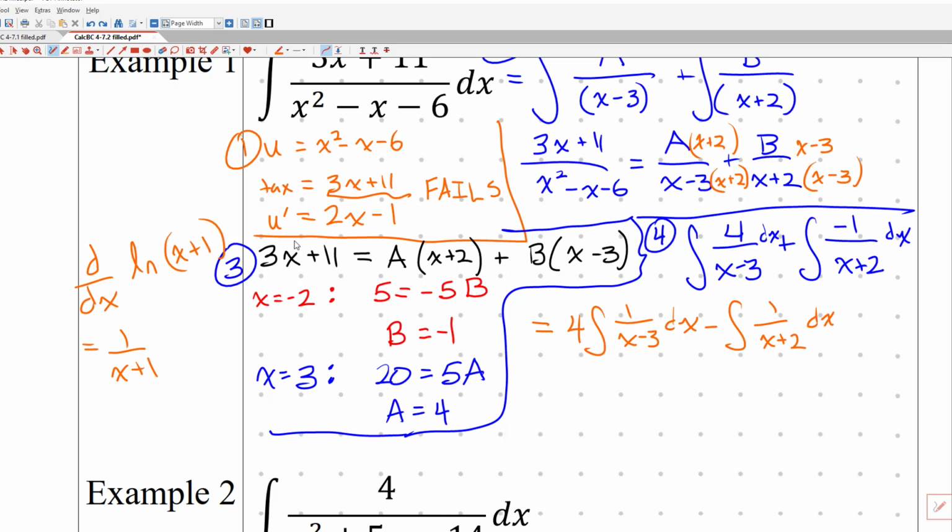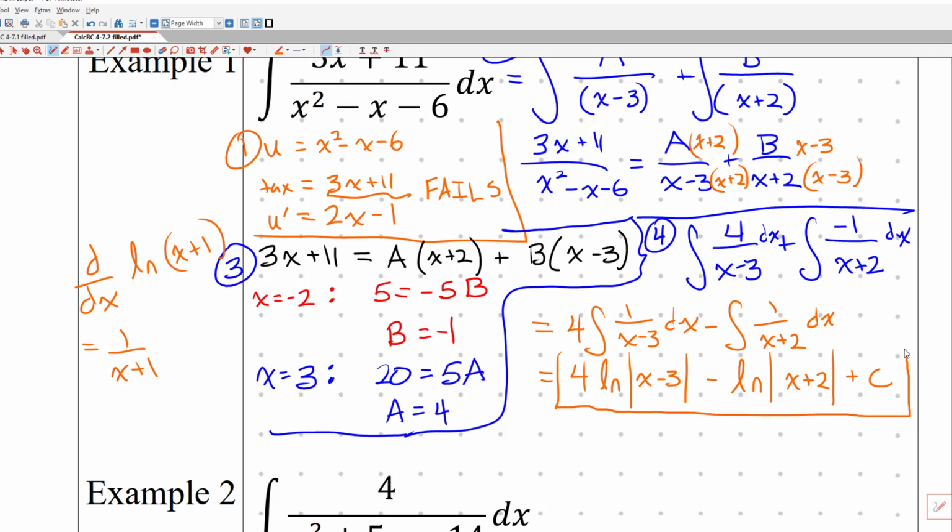So this was going forwards, taking the derivative. We're going backwards, so the answer here is 4 natural log of absolute value x minus 3. Why absolute value? Again, it's because natural log's domain cannot have any negative value, so we just do that to make sure that domain works out. And then we say minus the natural log of absolute value x plus 2, and don't forget your plus c, your cake. Cool, so there's our final answer. Box it.